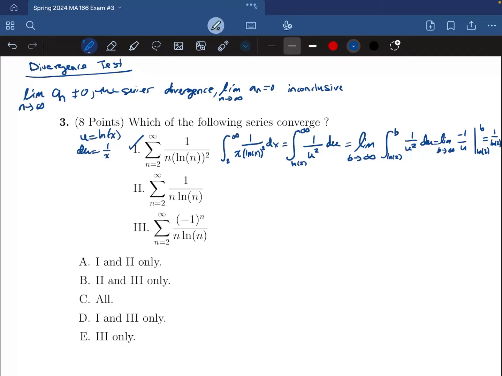Okay, for the second series, we can do the same thing. You'll notice we have the same situation. We have 1 over n, and we have natural log of n, so we can use u-sub again, where we set u equal to natural log of x, and du equal to 1 over x. It's from 2 to infinity, so this is equal to the integral from natural log of 2 to infinity. I'll go ahead and add our limit right now.